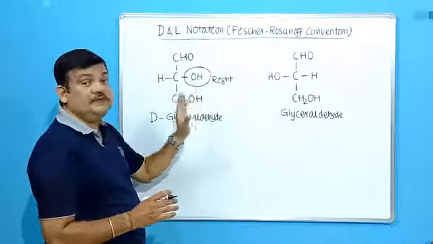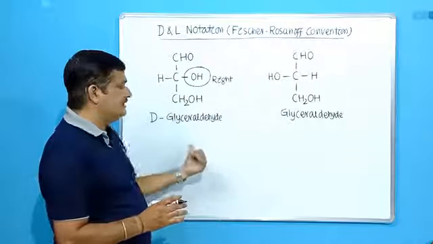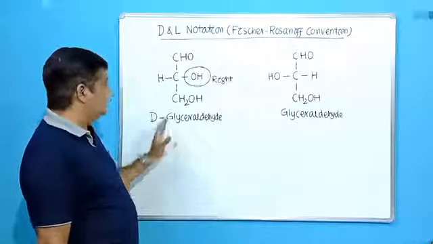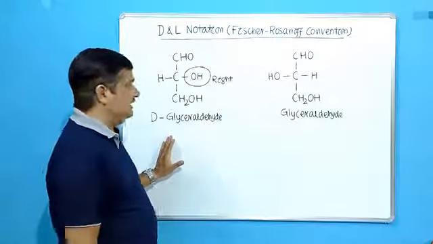So with respect to the presence of the hydroxyl group, if the hydroxyl group is present on the right hand side, then it is assigned the D convention or D notation. So with the hydroxyl group on the right side, it becomes D-glyceraldehyde.